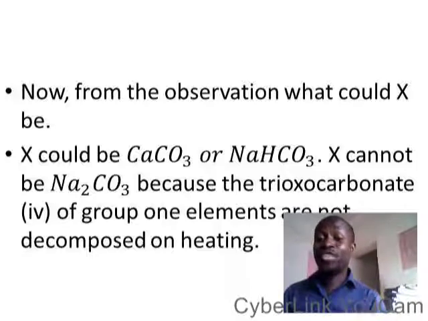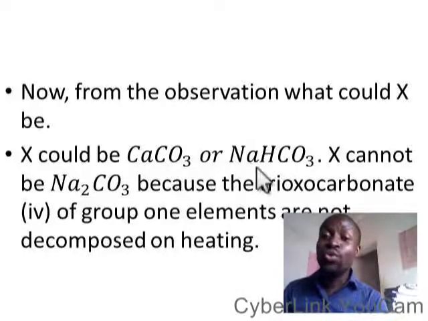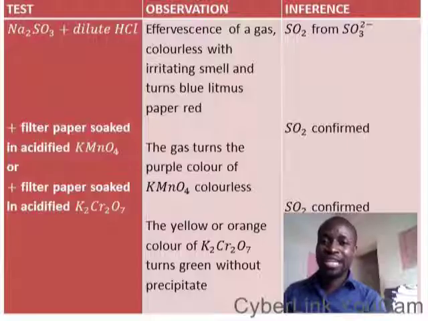When you apply heat on the carbonates of group 1 elements, they melt. They don't break down. They don't decompose. So that's the more reason that it's either CaCO3 or ZnCO3, because these two can be decomposed by heat. Let's move on to the next slide.